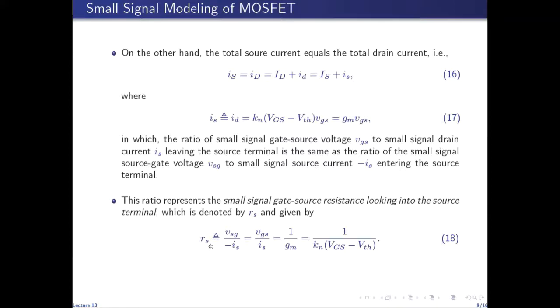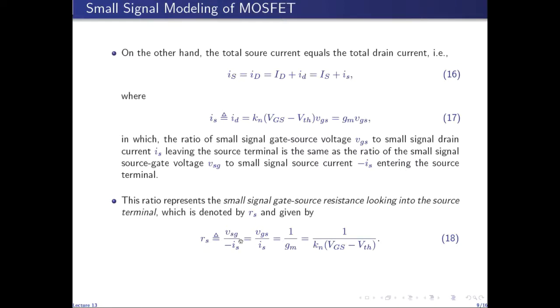This defines the resistance seen looking into the source terminal between source and gate, denoted by R subscript S. R subscript S is the ratio of the voltage of the source terminal with respect to gate to the current entering the source terminal. So it is the ratio of VSG to minus IS, because IS leaves the source terminal, so minus IS enters the source terminal. By definition, this gives us the resistance seen looking into the source between gate and source terminal.